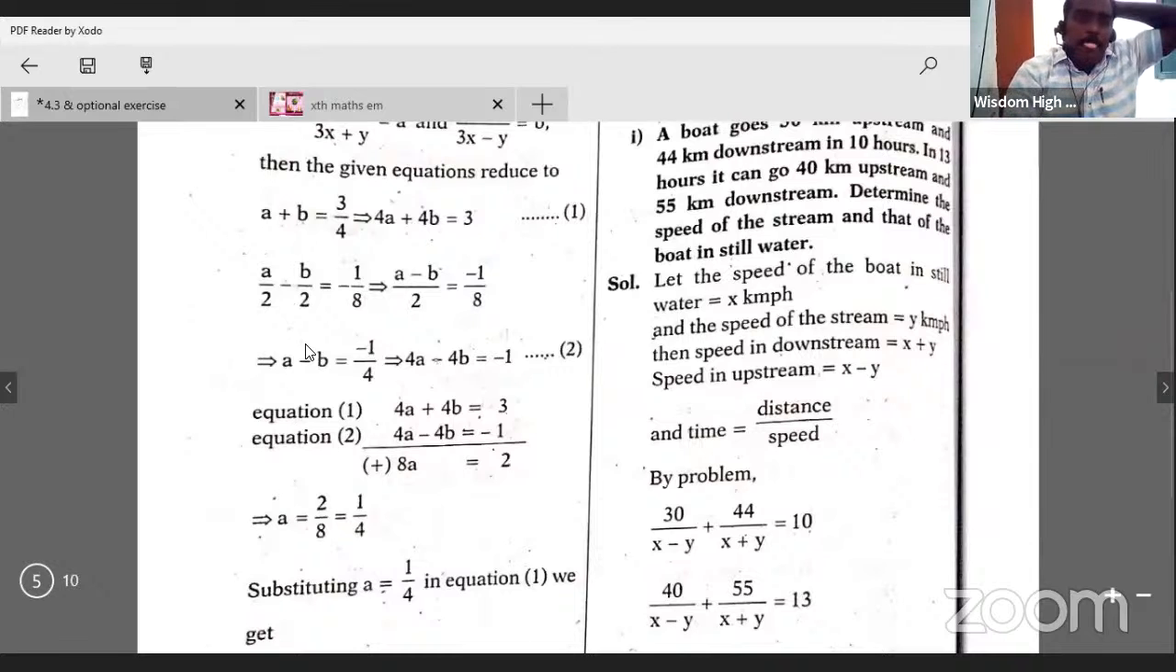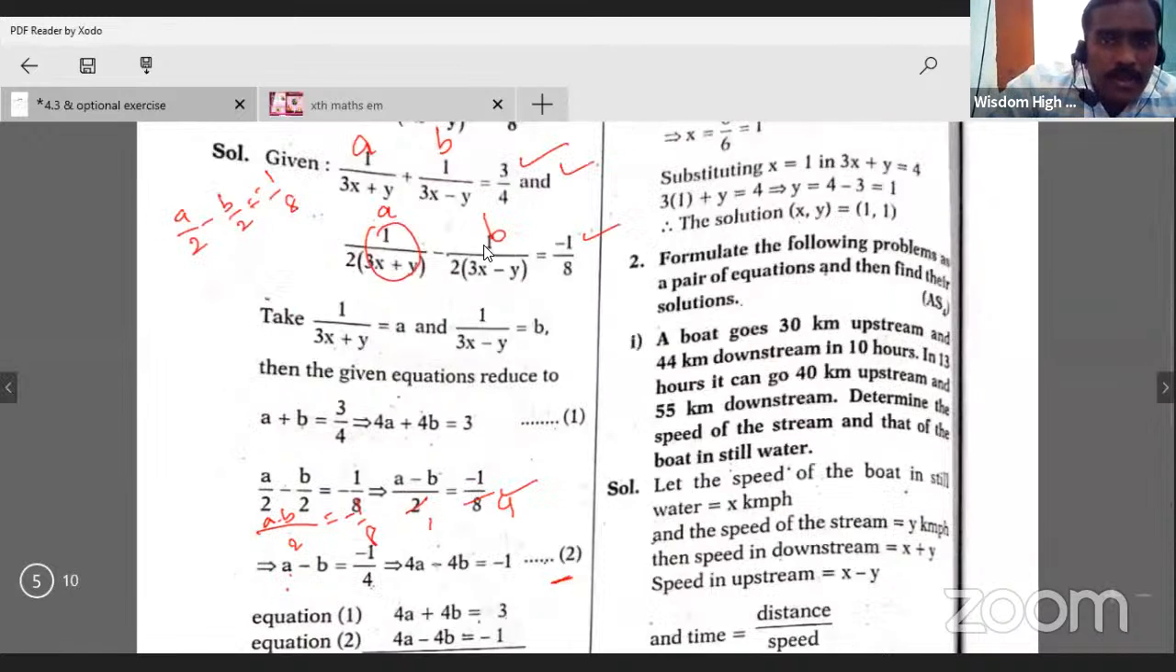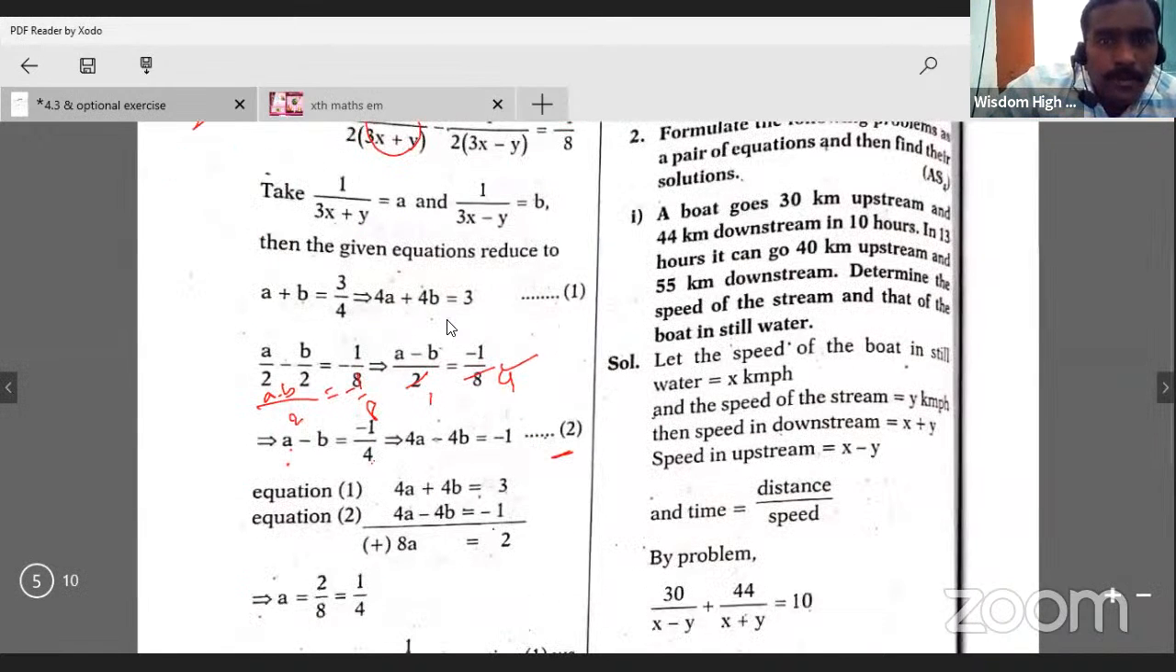Then here LCM is 2, so a minus b will come over minus 1 by 8. Now you have to cancel the 2 and the 2 for the 8, that means a minus b is equal to minus 1 by 4. Now multiply this equation by 4, cross multiplication: 4 into a, 4a minus 4b is equal to minus 1. This is equation 2.